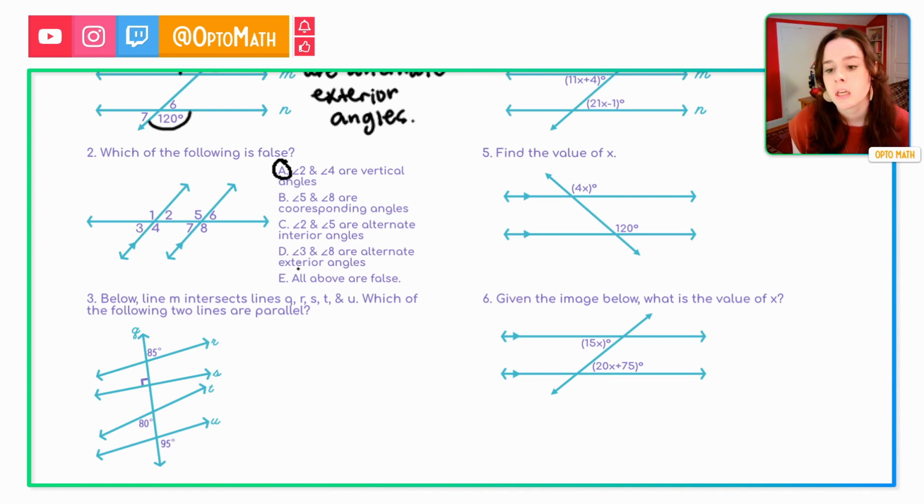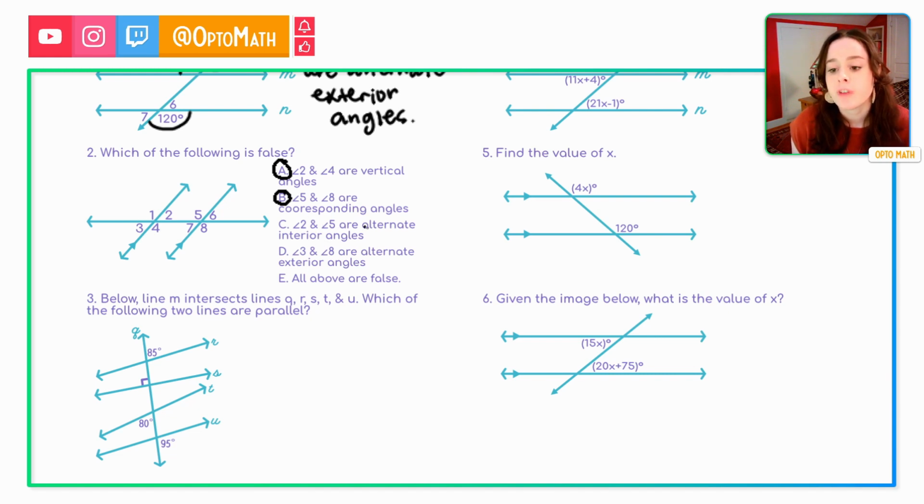Let's look at letter B. 5 and 8 are corresponding angles. Okay, so 5 and 8, well, they're across from each other or opposite each other in intersecting lines. Those are actually vertical angles. So that's also false. So if they're both false, it's looking like, if we look at E, it says all above are false. So that's probably going to be our answer, but we'll keep checking.